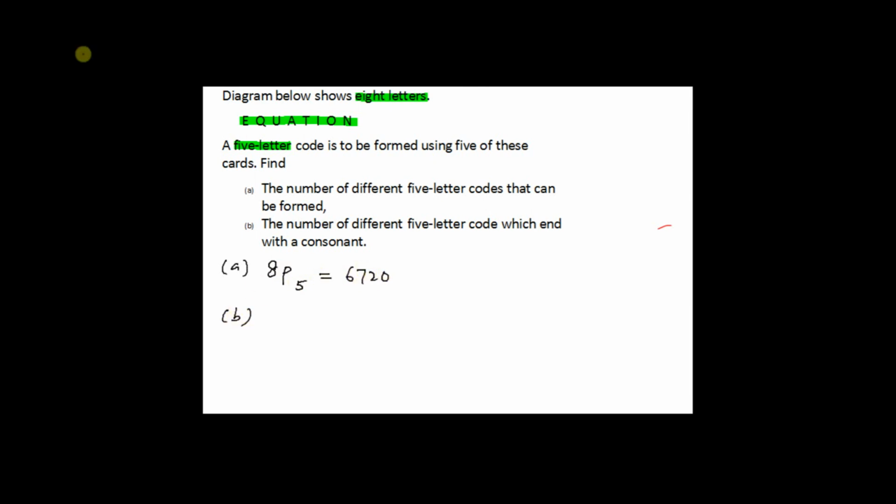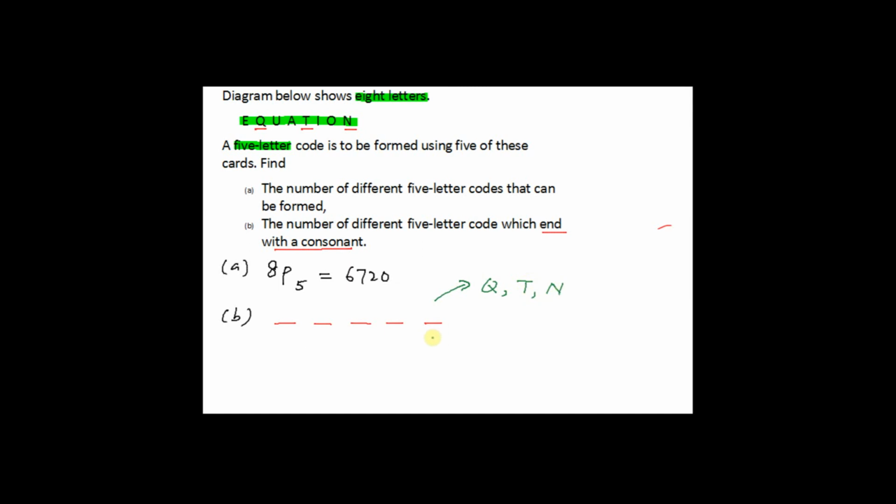Now for part B, we have to find the number of different 5-letter codes which end with a consonant. So what is a consonant? A, E, I, O, U is a vowel. The consonants here should be Q, T, and N. So now you have the 5-letter codes. You must end with either Q, T, or N.